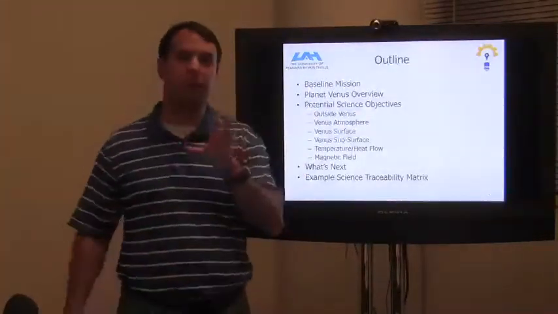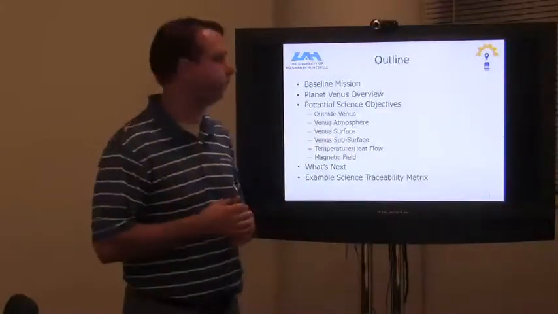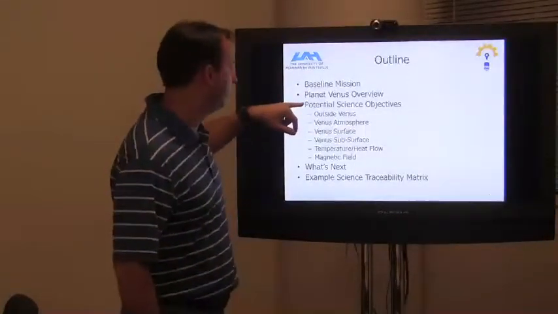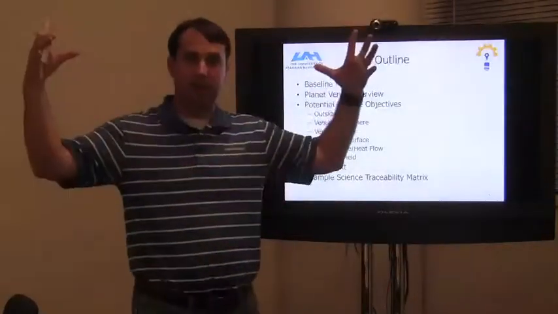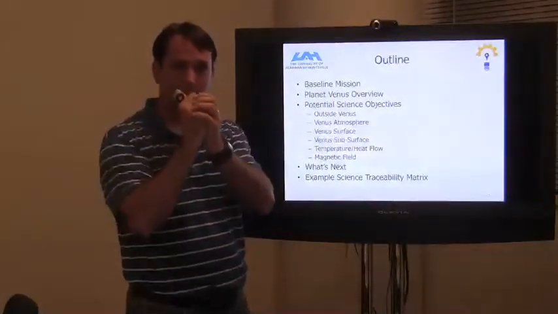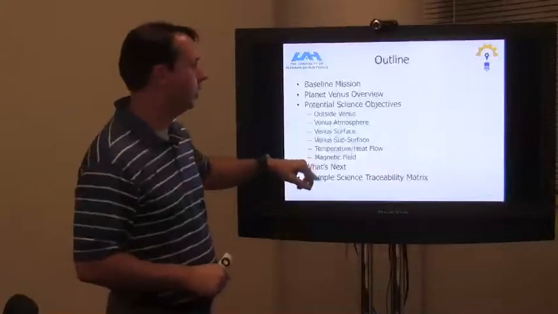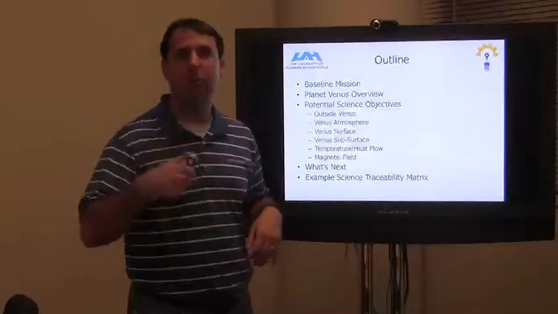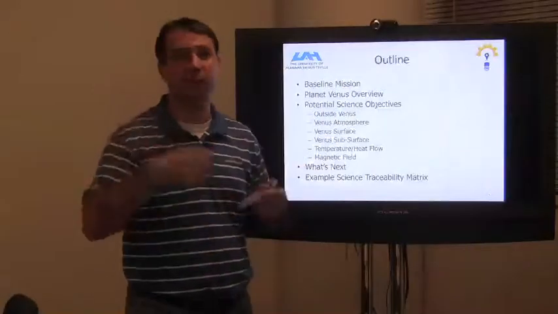Anyway, without further ado, the outline for today. First, we're going to go over the baseline mission, and I'll explain what that means when I get to it. We're going to talk about planet Venus a little bit more. We've also talked about it in class some, but we're going to go a little bit more in depth. Potential science objectives. I have them broken into 4 major parts, and it goes kind of outside in. So there's outside Venus, then the atmosphere of Venus, the surface of Venus, and then the core, inside the subsurface of Venus. And then also I have these 2 extra ones, temperature and heat flow, because there's lots of different temperature type measurements. I want to explain how temperature measurements work, and then also magnetic field measurements, because a magnetic field can be sort of anywhere.